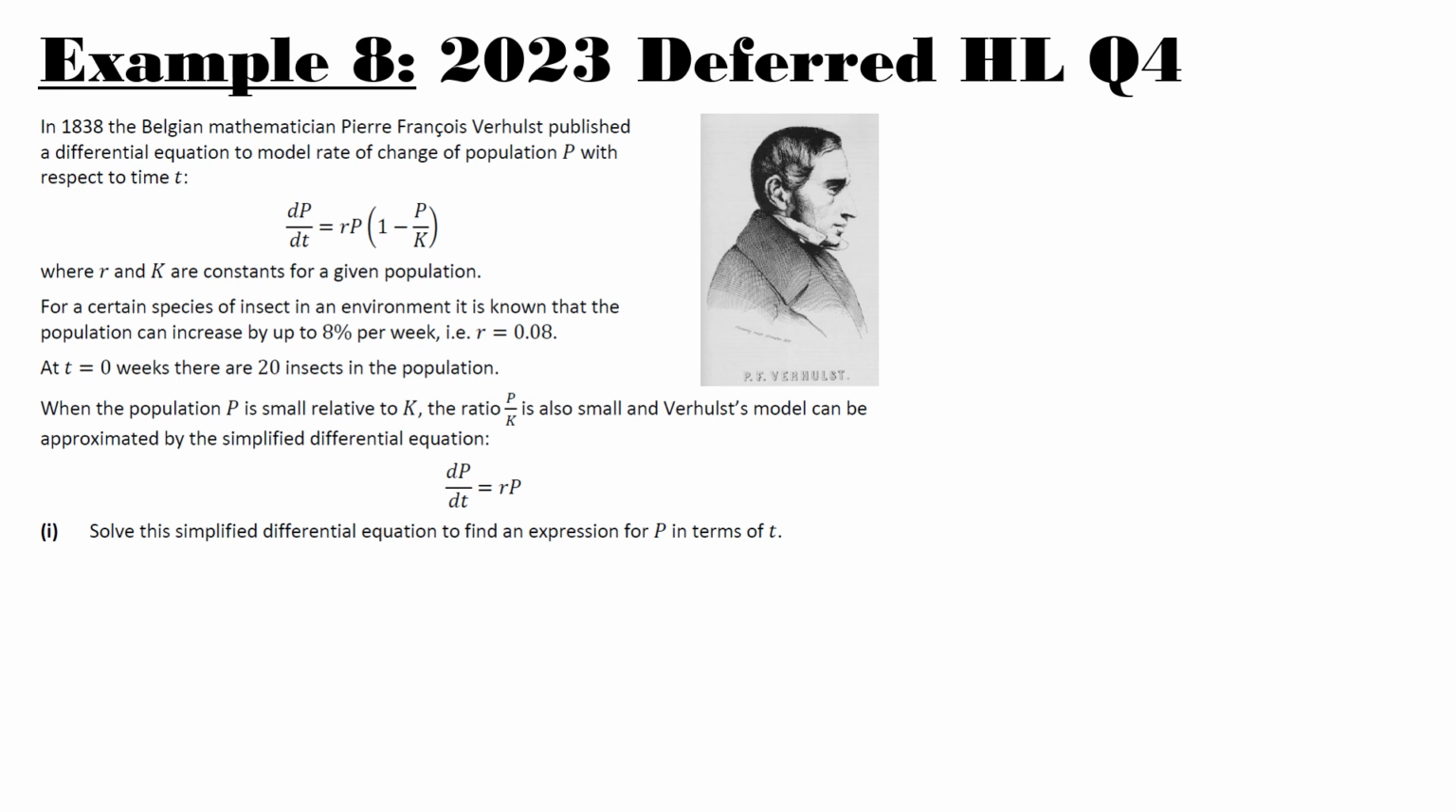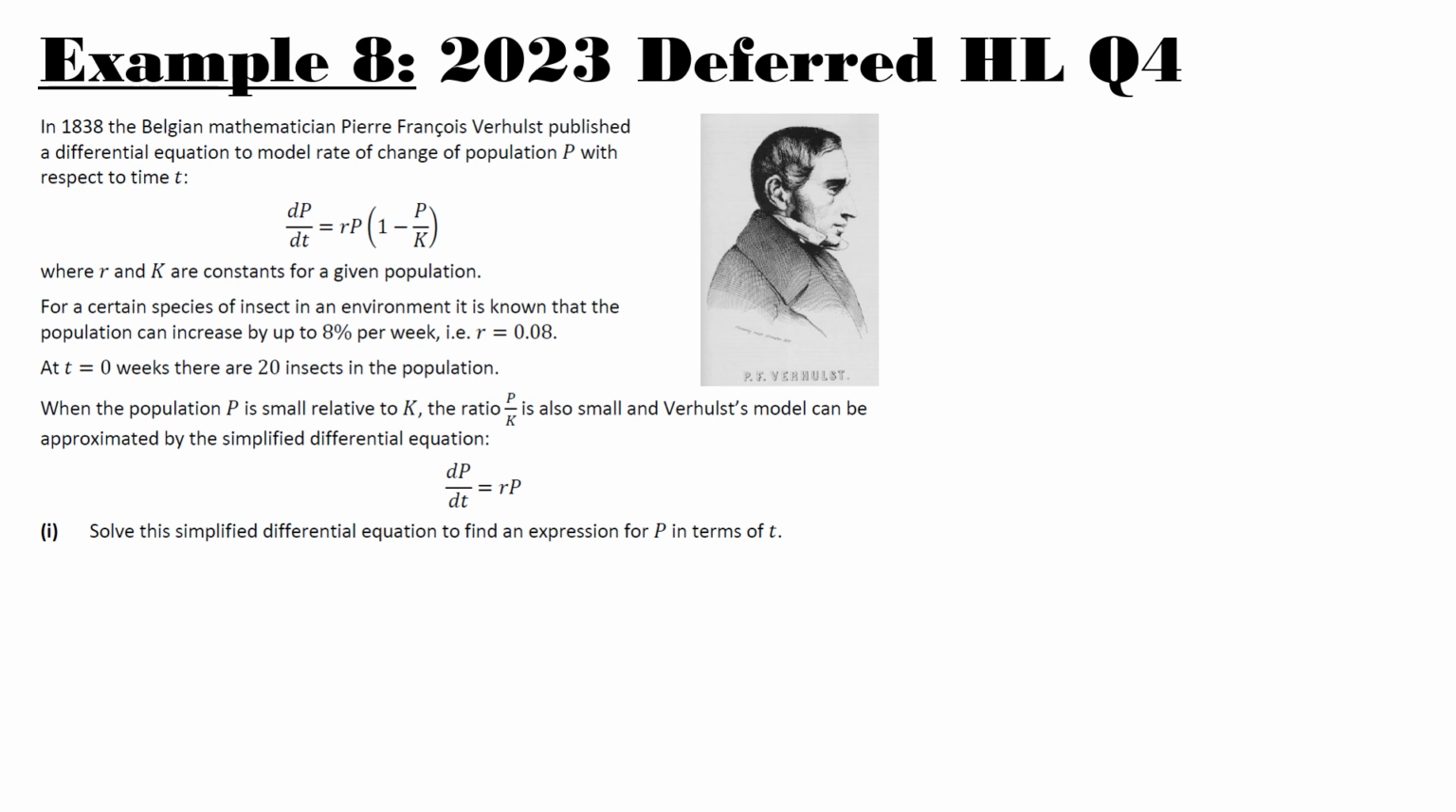So this question is from the 2023 deferred higher level paper, and it's question 4. It's quite wordy here. I'll let you read it, but we're given a differential equation, which is dP/dt is equal to rP times (1 minus P over k), where r and k are constants. And then it tells us for a certain species of insect in an environment, we know that the population can increase up to 8% per week. So r is equal to 0.08.